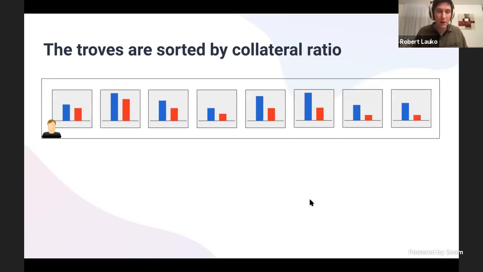And now the question is, where does the system take the Ether from? Obviously it needs to take it from the borrowers, because it does not come with its own pre-filled reserve. So what we do here is that we sort the troves by collateral ratio. You see here, this is the riskiest one, this is a bit less risky, and so on. And this is really well over-collateralized. So this is still our borrower Bob.